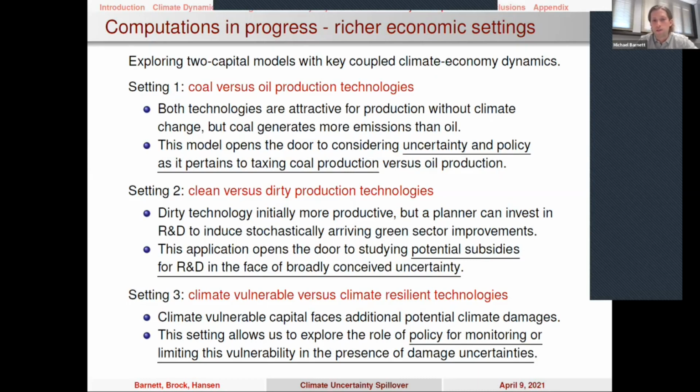Another is looking at clean versus dirty, where we have a dirty technology that's more productive, but a planner can invest in R&D, so we can think about uncertainty about how that R&D to improve the green sector might matter, how uncertainty about the policy and dynamics would interact with that. And then finally, looking at the case of climate vulnerable versus climate resilient technologies, where again, climate vulnerable faces additional damages, which opens additional uncertainty, and we can think about policy for monitoring and limiting this.